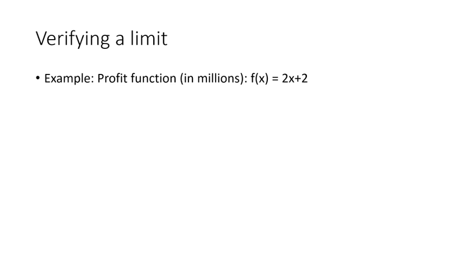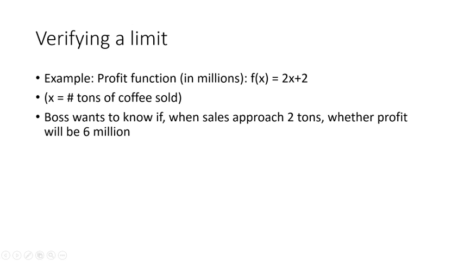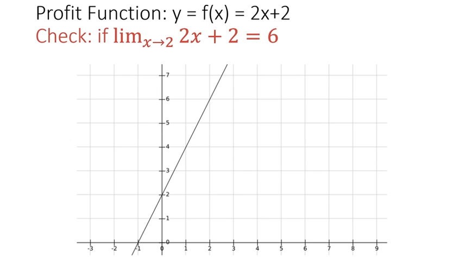Let's go back to our profit example. I have a function that tells me my profit based on how many tons of coffee I sell. My boss wants to know if, when I sell around 2 tons of coffee, whether the profit is going to be 6 million. In other words, we're going to verify that the limit of our profit function, as x approaches 2, equals 6. So we can just take a look at the graph here, and it's clear that from the left side, when we approach 2, the limit's 6, and from the right side, when we approach 2, the limit's 6.